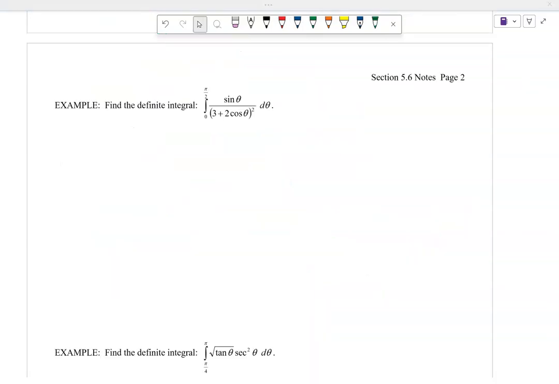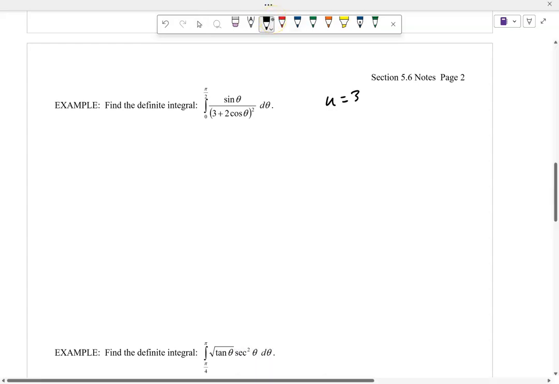Here we've just got it in terms of theta. But if I've got some sort of rational function here, I've got sine theta in the numerator, I've got 3 plus 2 cosine theta, quantity squared on the denominator. Hopefully you're thinking, well, who am I going to let u be? Most of the time is probably your denominator, so we're going to try letting u be that 3 plus 2 cosine of theta, and let's see if that'll work for us.